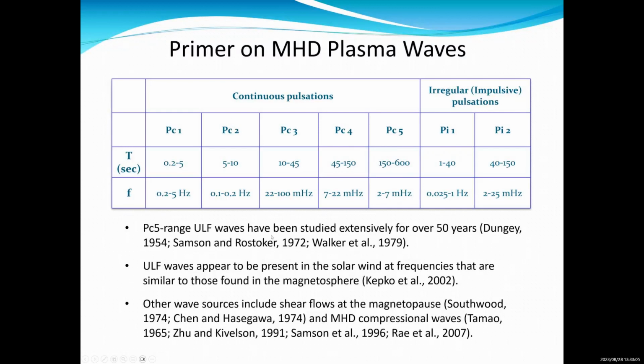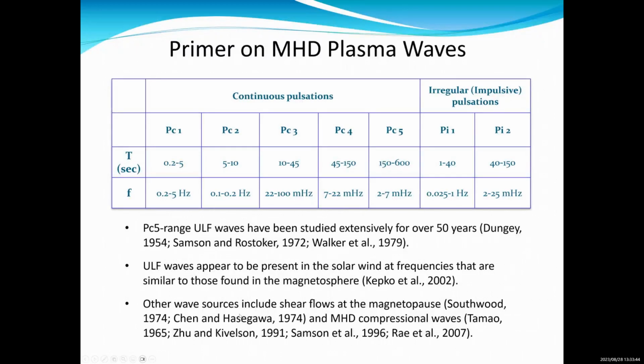These Pc5 ULF waves have been studied extensively for over 50 years. I've listed some of the early papers here. There's a question about how these waves are excited and where they come from. There's some evidence that these waves may actually be present in the solar wind at frequencies that are similar to those found in the magnetosphere. That's not conclusive, but there is some evidence for that.